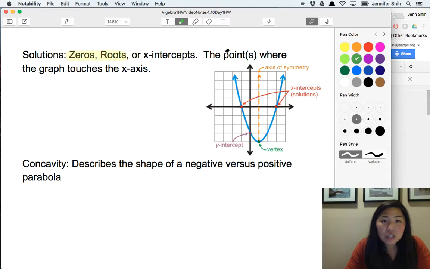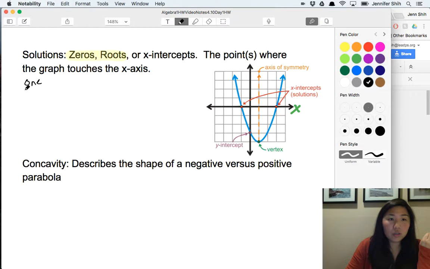And the solutions are the points where the graph touches the x-axis. So you see this is the x-axis here. And this graph touches the x-axis at 2 points. Sometimes it only touches at 1 point. Let me give you an example. So one solution. This is 2 solutions up here. You can sketch this graph in your notes. And this is 0 solutions. Let me show you a picture.